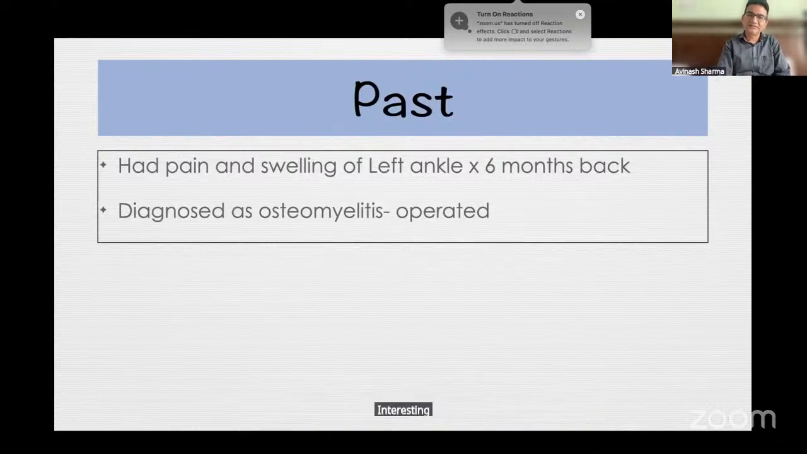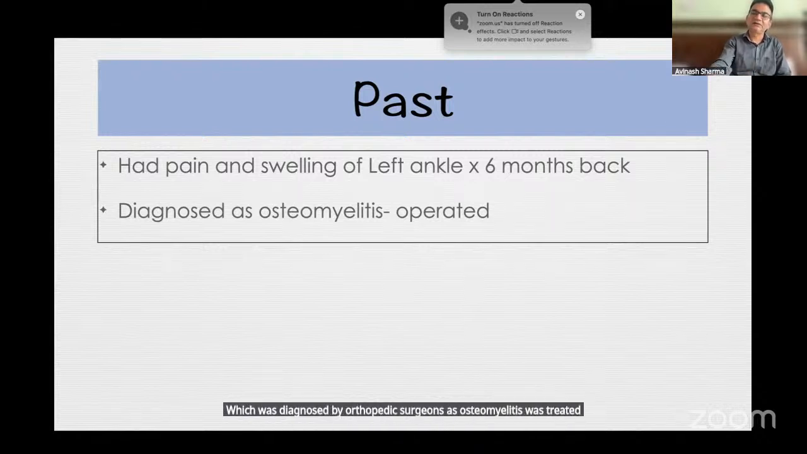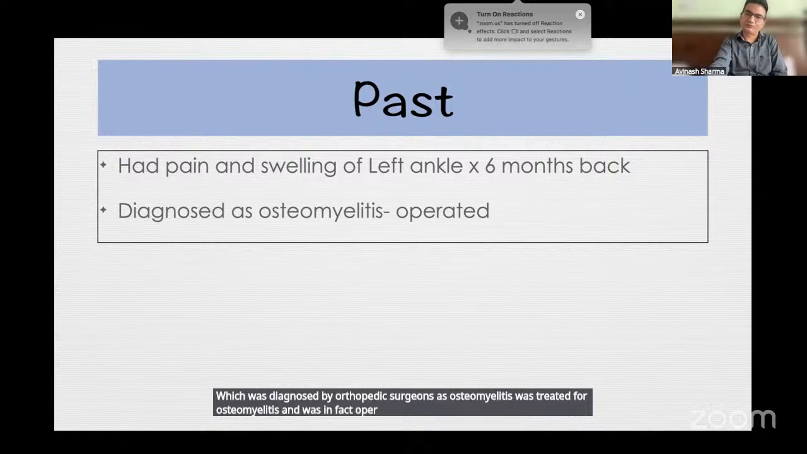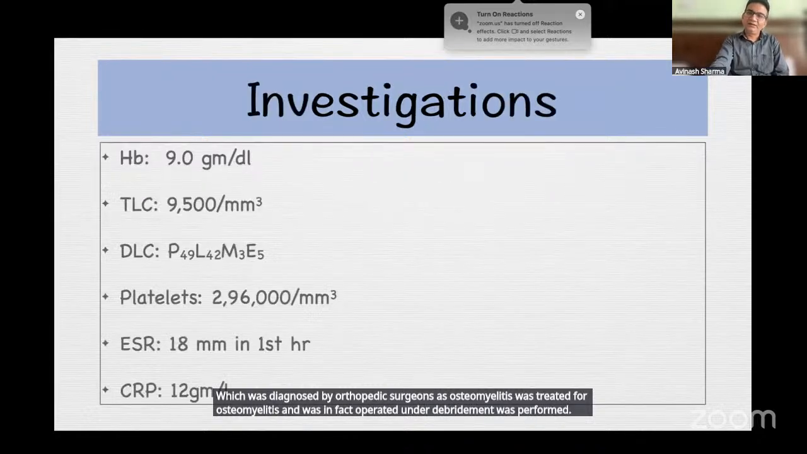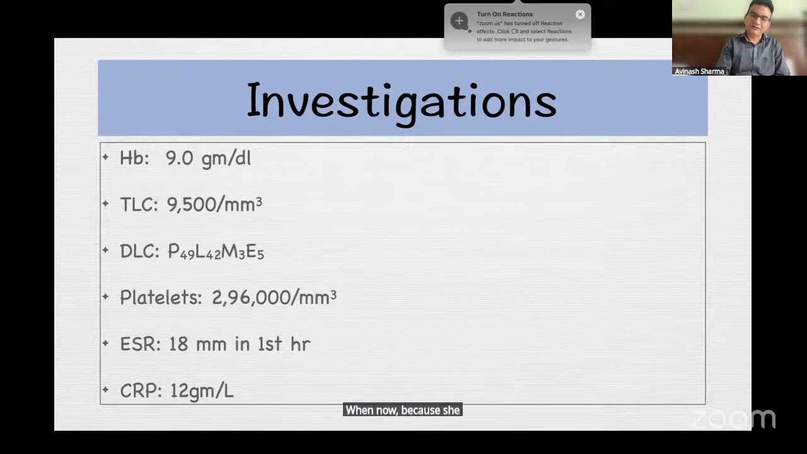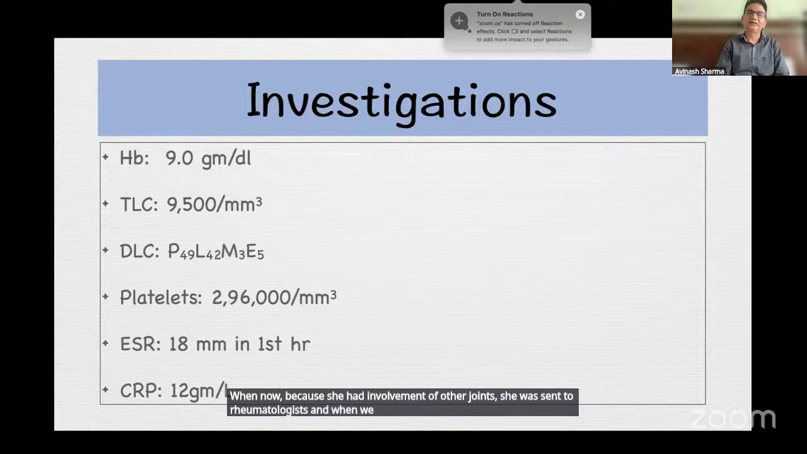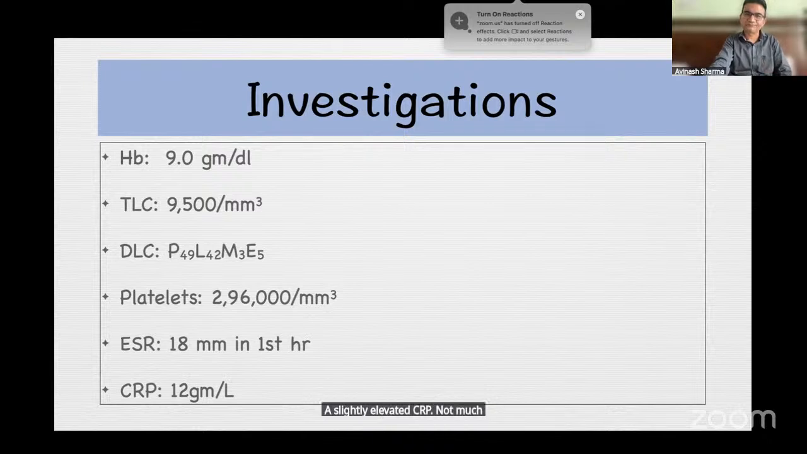Interestingly, in the past, she had swelling and pain of left ankle 6 months back, which was diagnosed by orthopedic surgeons as osteomyelitis, was treated for osteomyelitis, and was in fact operated and a debridement was performed. Now, because she had involvement of other joints, she was sent to rheumatologists, and when we investigated, we found that she had a little bit of anemia with normal TLC, normal platelets, normal ESR, a slightly elevated CRP. They're not much to suggest anything.